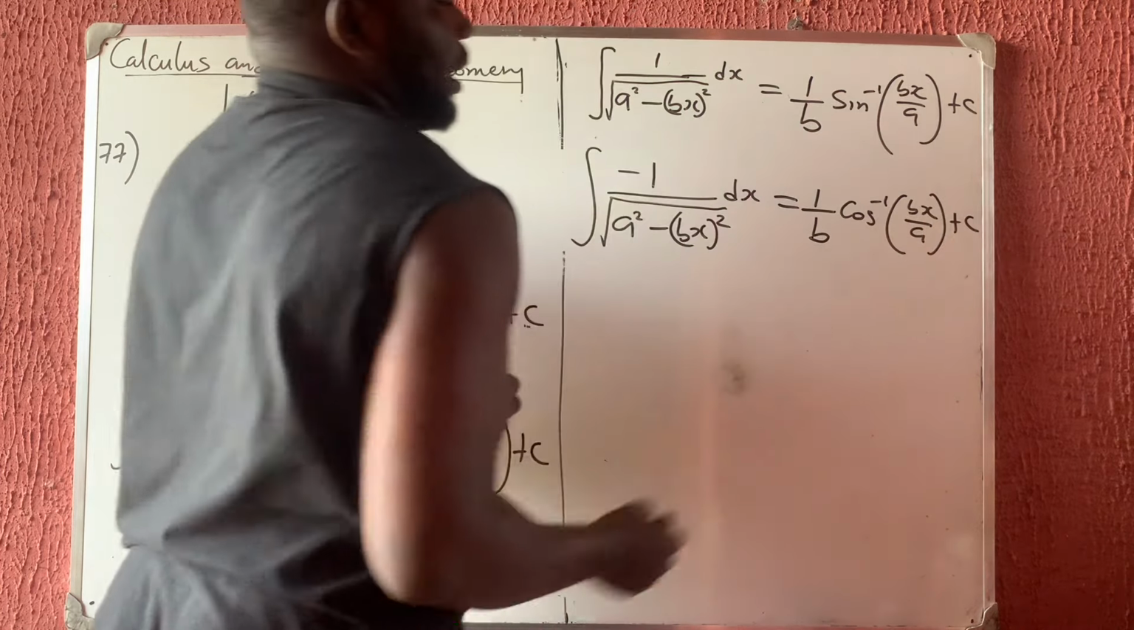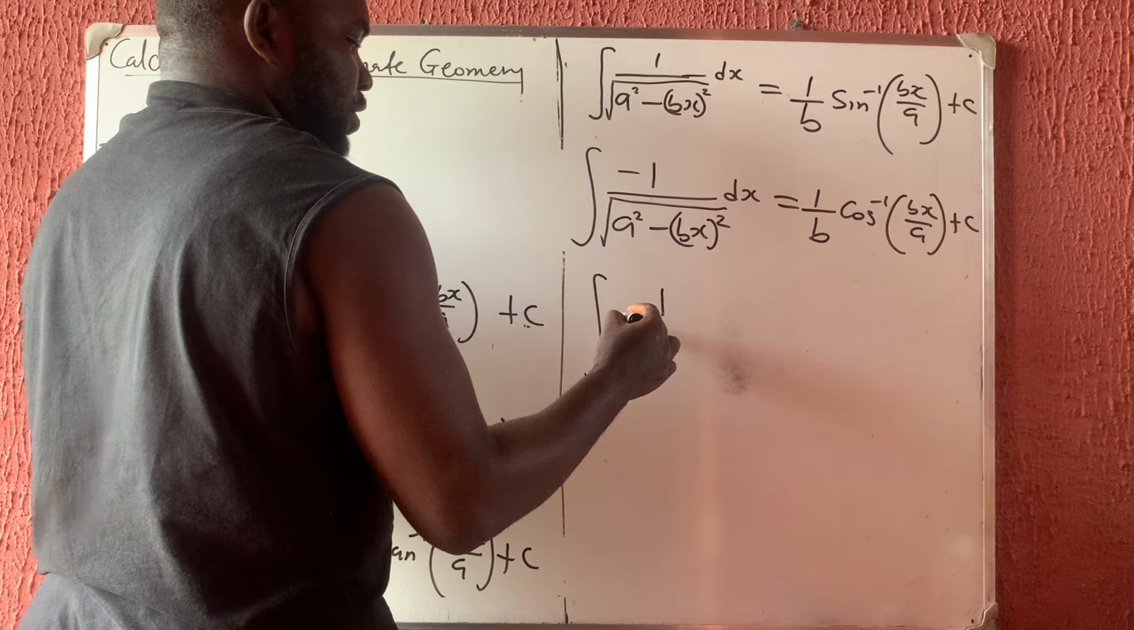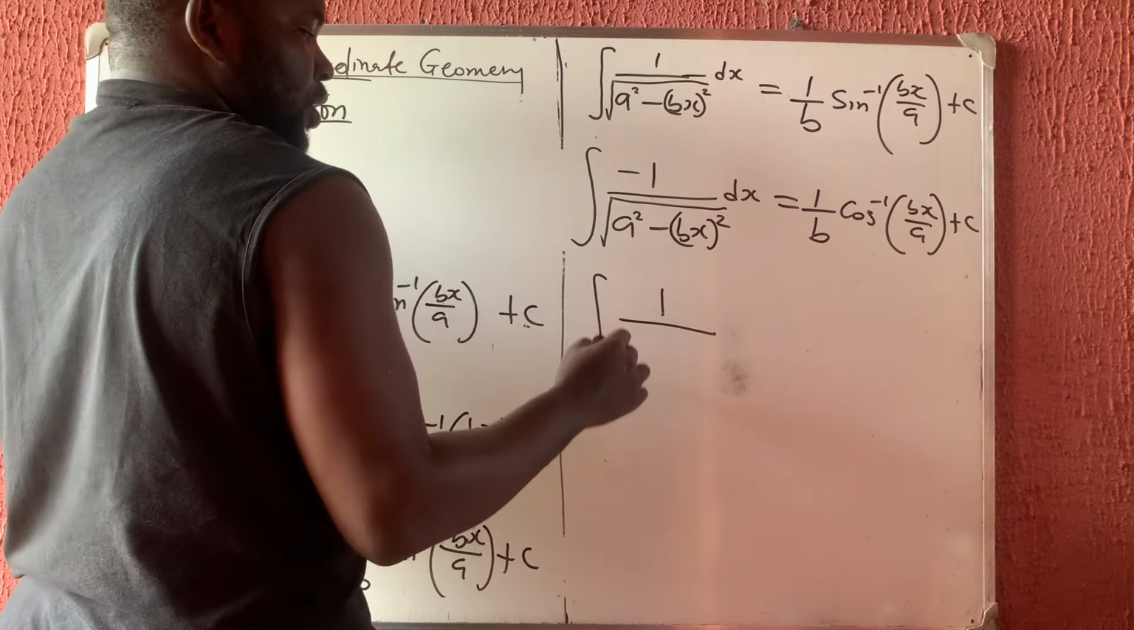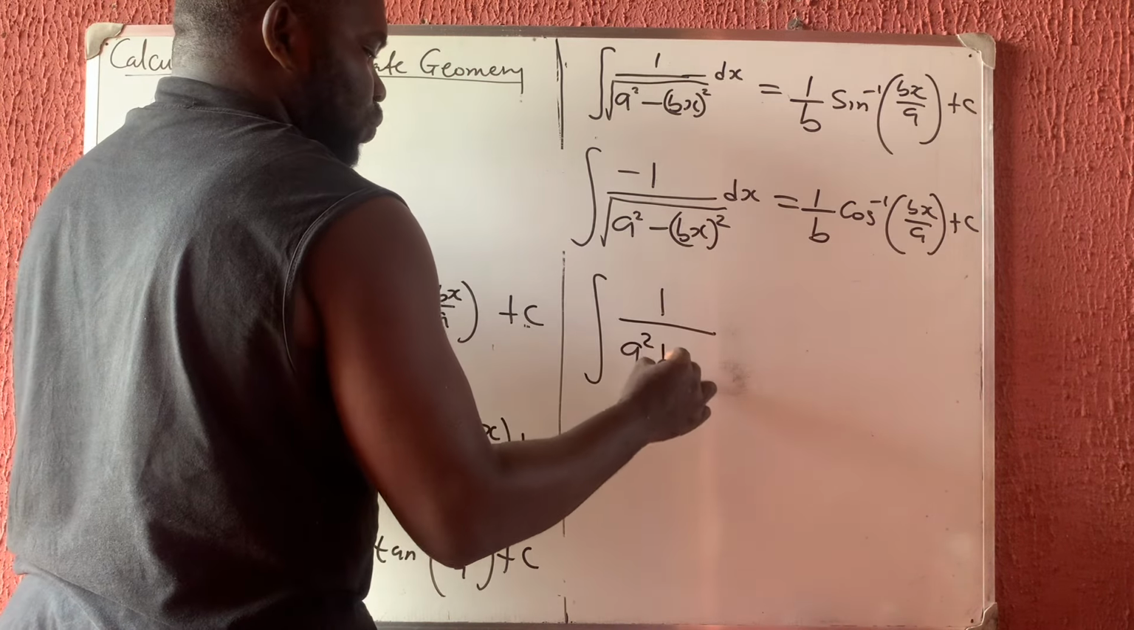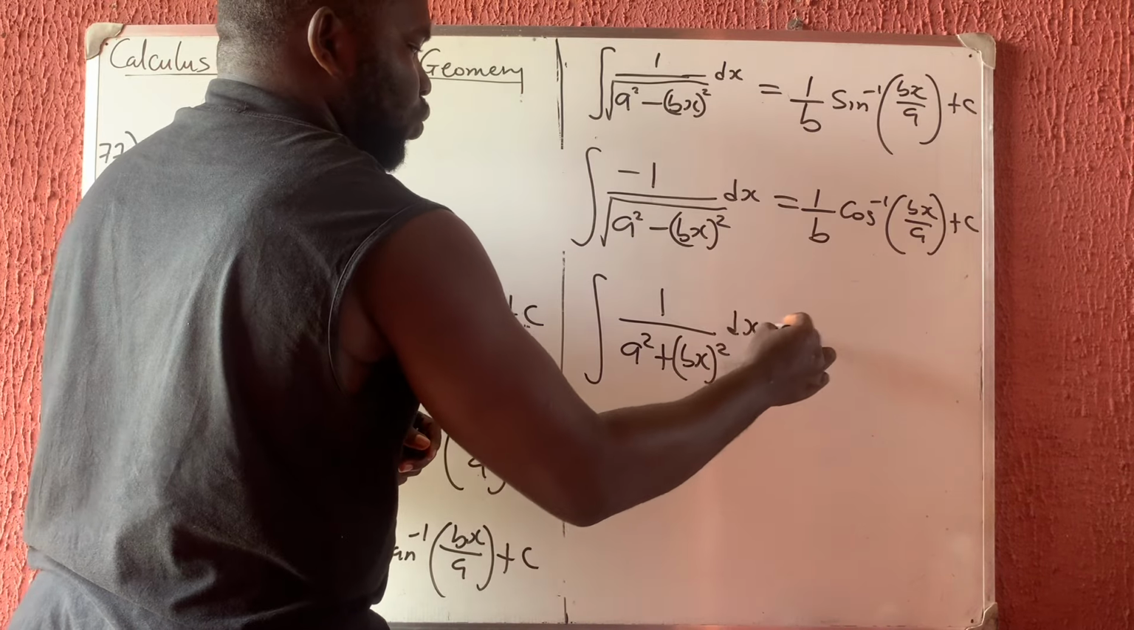Then plus a constant. But in tan, there is no square root. So since there is no square root, here is going to be plus. So it's going to be the integral of 1 over a squared plus bx all squared dx, which is what?